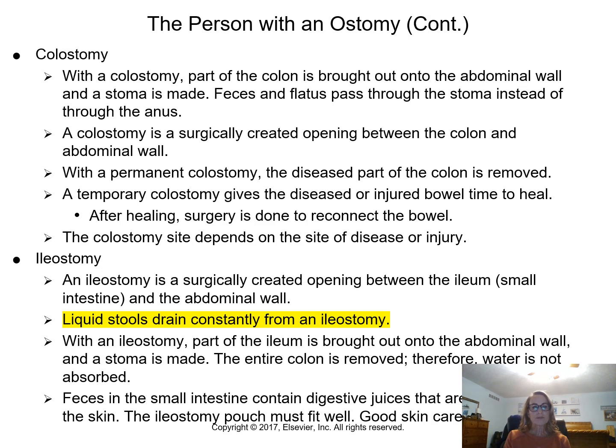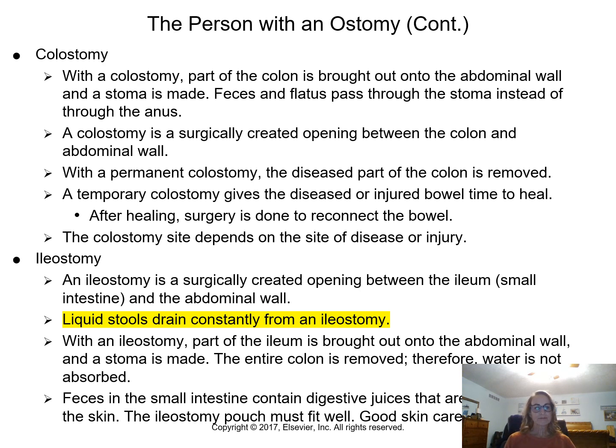Okay? A colostomy is where a part of the colon is brought out onto the abdominal wall and a stoma is made. That's where your feces will pass through instead of the anus. It's a surgically created opening between the colon and abdominal wall, and with a permanent colostomy, the diseased part of the colon is removed. A temporary colostomy gives the diseased or injured bowel time to heal. After healing, surgery is done to reconnect the bowel. The colostomy site depends on the site of the disease or injury of the intestines.